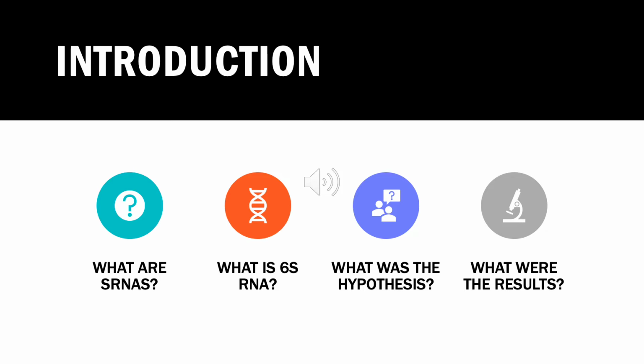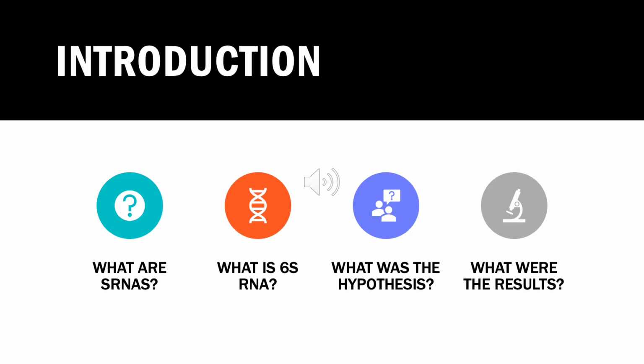So, to begin with a brief introduction, I just wanted to go over two things that I thought were important before I went any further into the article. So, first I wanted to discuss sRNA and 6S RNA. 6S RNA is actually a type of sRNA, so it's the biggest focus of the paper, so I wanted to address that. So sRNAs are small regulatory RNAs. They regulate gene expression during periods of stress.